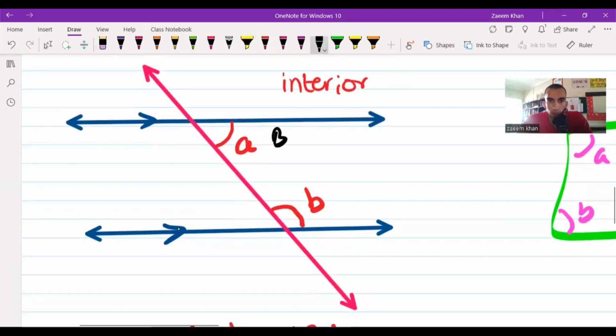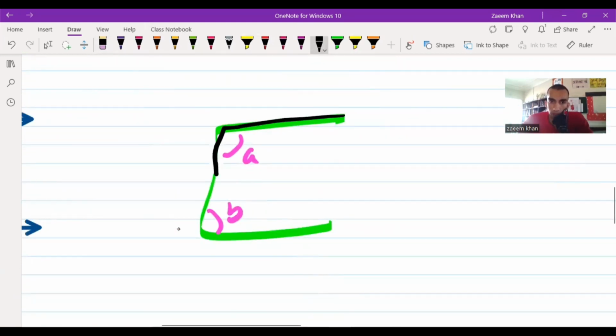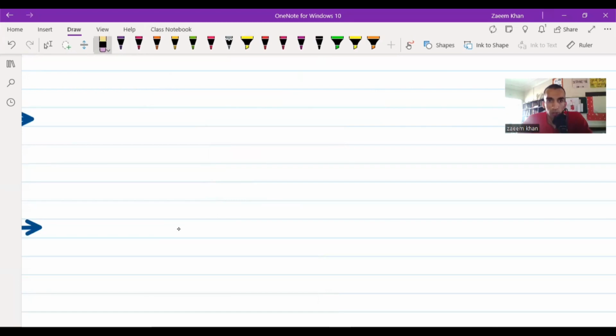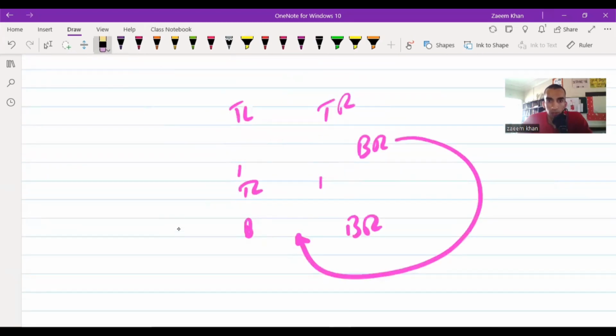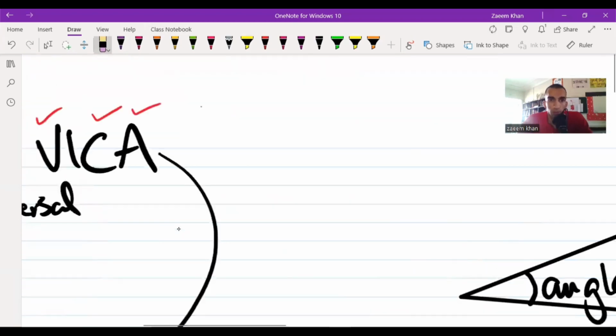Bottom right and top right. Some students refer to these as C angles. I don't prefer to use this method. If it helps you remember, sure, but I would not recommend this. Sometimes they are also referred to as F angles and Z angles, but let's not go into that. That's going to get more confusing.